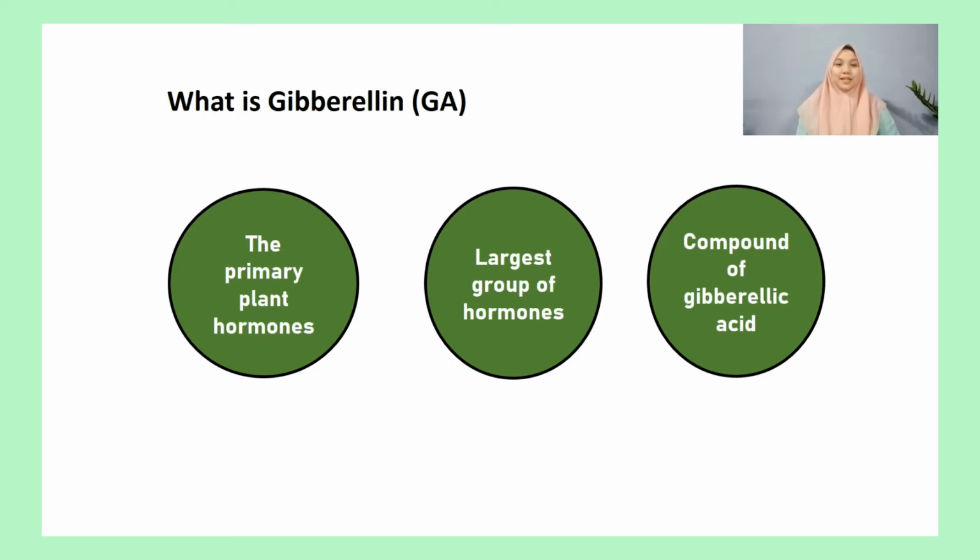Today, I'm going to explain about the introduction of our mini project. So, what is gibberellin? Basically, gibberellin is the primary plant hormone and the largest group of 136 known gibberellins, and they are compounds of the gibberellic acid. So, in our mini project, we use the gibberellic acid in order to improve the physiological activities and the quality of okra plant under the field condition.